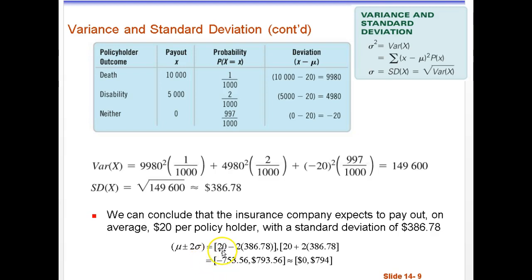If I work that out, 20 minus the 2 standard deviations to 20 plus the 2 standard deviations, I'm going to get roughly negative $753, up to a positive $793. And of course I can't have a negative payout, so I could say that we would expect 95% of all the payouts to fall somewhere between $0 and $794 per policyholder.